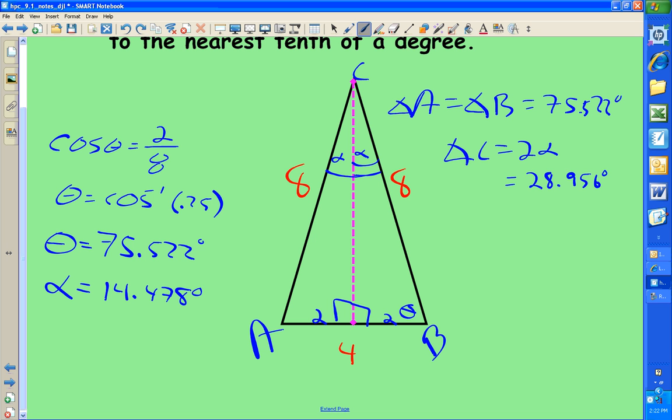Okay. Questions on the three angles of that triangle? And how we go about getting them, and what we have, and what we can do. There are other ways to do it, but they're all going to take longer.